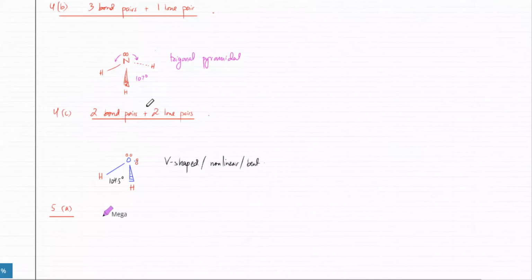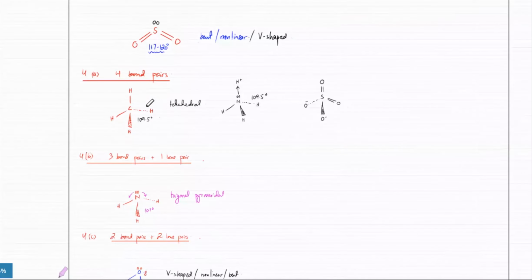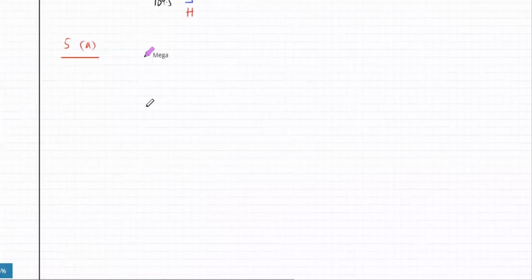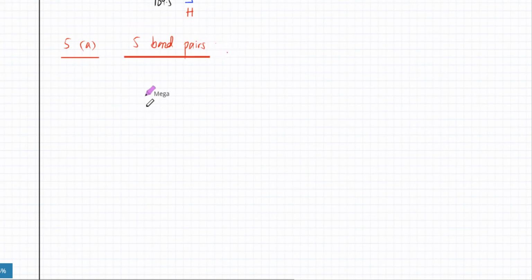Now the next one is, so this was fourth, right? Four part A. Now the fifth one is if you have 5 pairs of bonds. So 5 bond pairs. Now in 5 bond pairs, PCl5 is an example. So what happens in 5 bond pairs is you've got a P. Think of the P right in the center with a fan around it. So there's, I'm talking about PCl5.